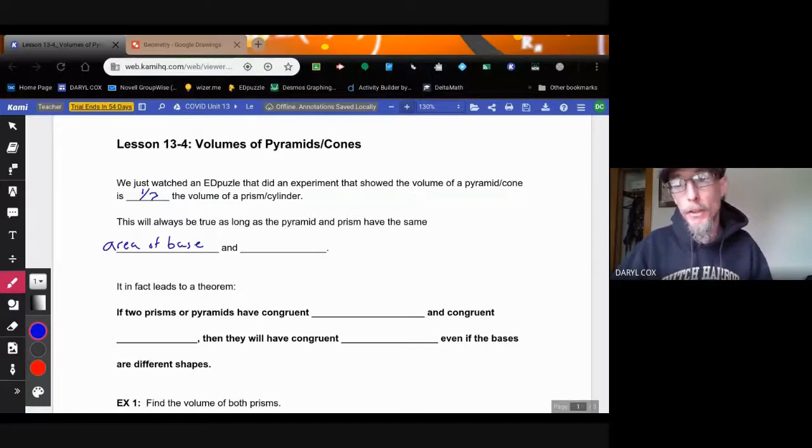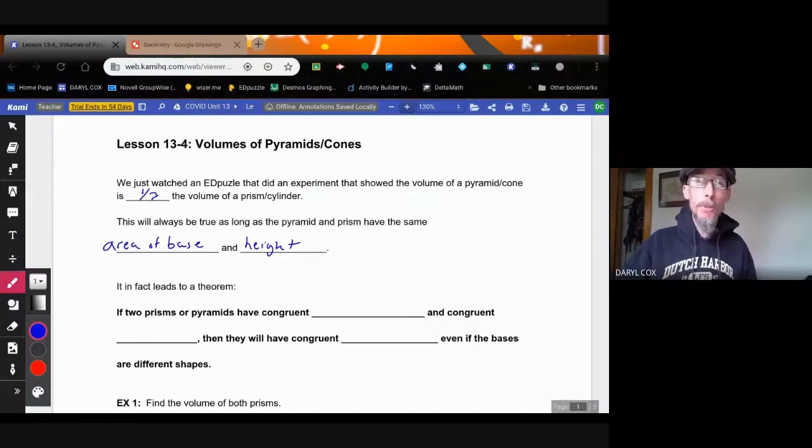In fact, the ones that we looked at, not only did they have the same areas, they had the exact same shaped base. You had a square pyramid, so both pyramid and prism had square bases that were exactly the same. Then you had one with equilateral triangles, so both the prism and the pyramid had equilateral triangle bases that were exactly the same. And the cylinder and the cone both had the exact same circle base. The other thing that needs to be the same is the height. If the pyramid is way taller than the prism, that's going to change your volumes. So those are things that have to be the same.